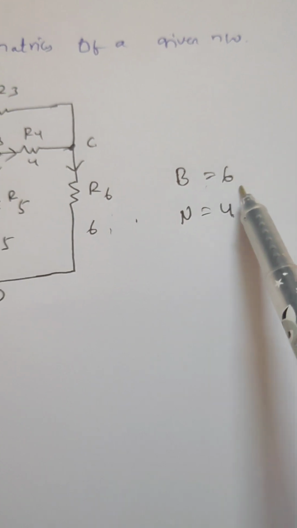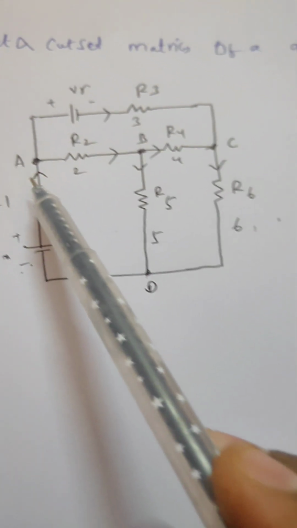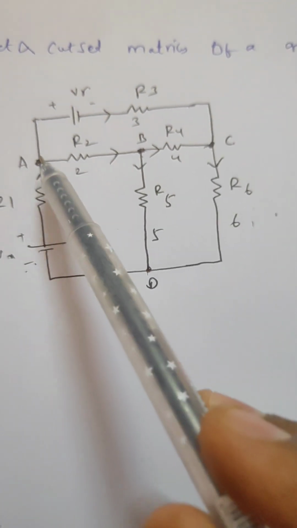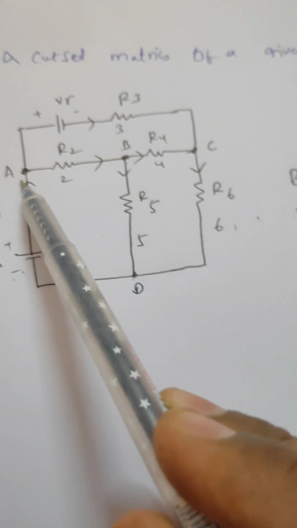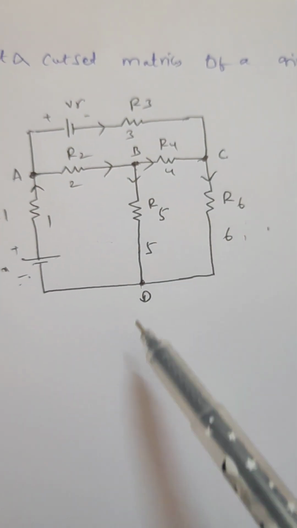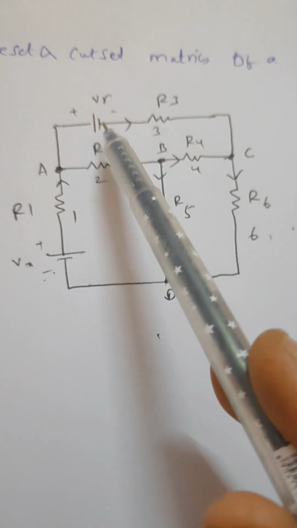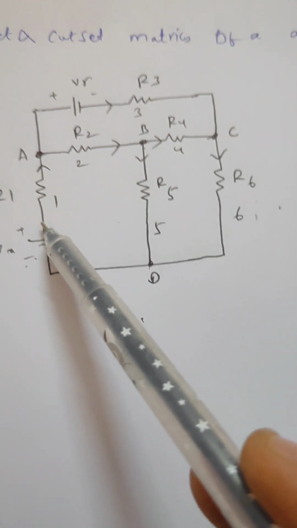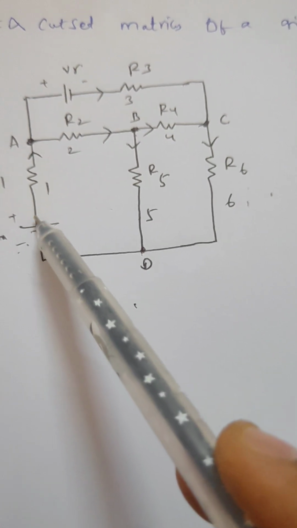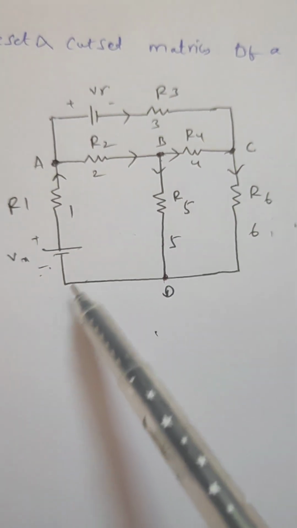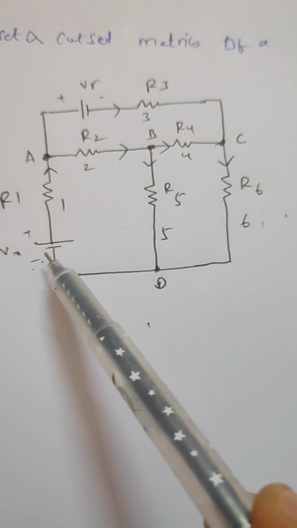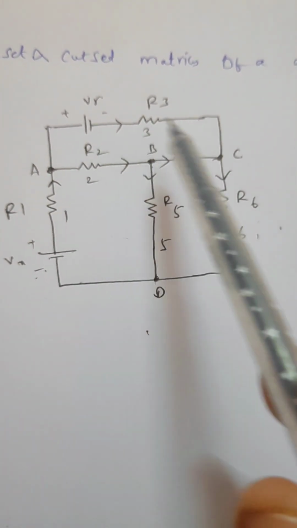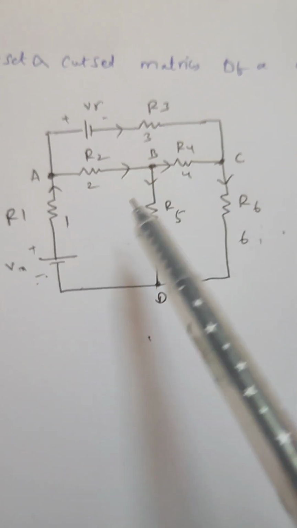So the number of branches is 6, and the nodes are the end points of the branches. Each branch has a pair of nodes. Here the nodes are A, B, C, D, and we have two voltage sources. We replace these voltage sources with their internal impedance, that is, by replacing them with a simple short circuit. If there is any current source, we make it open circuited. Now I am converting this network into an equivalent network graph.